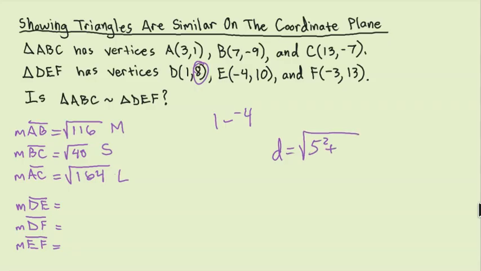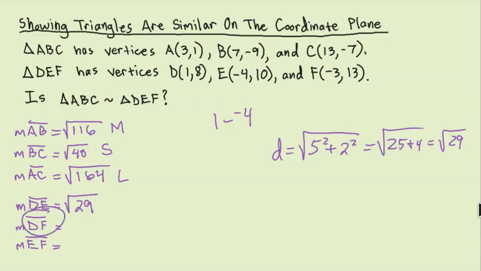Then how far is it from 8 to 10? Well, 10 minus 8 is 2. So that's 2 squared. So 5 squared is 25 plus 2 squared is 4. So 25 plus 4 is 29. So that's the square root of 29. So DE is the square root of 29.